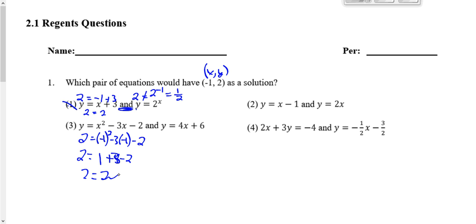What about this one? Negative 4 plus 6, right? It made them both true, right? Right? Because it's an and. If it had said or, this one up here could have been the solution, right? If it said or, but it says and, so they both have to be true. Any questions on the first one?